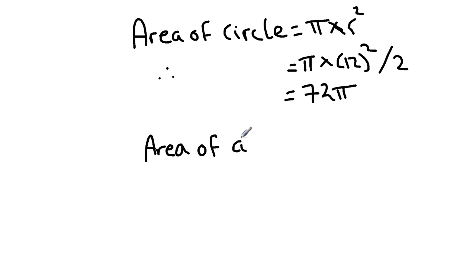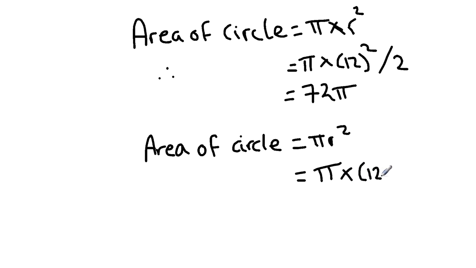Circle equals pi times r squared. Again, we know what the radius is, which is 12, divided by 2, as it's a semicircle, which equals 72 pi.